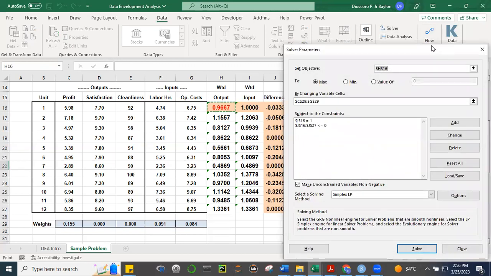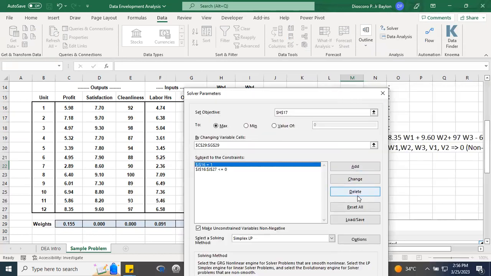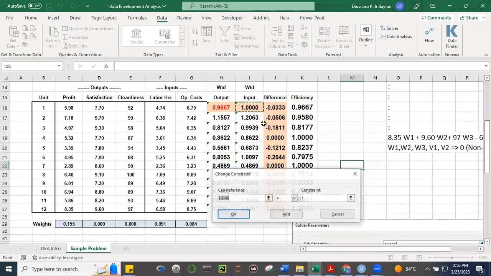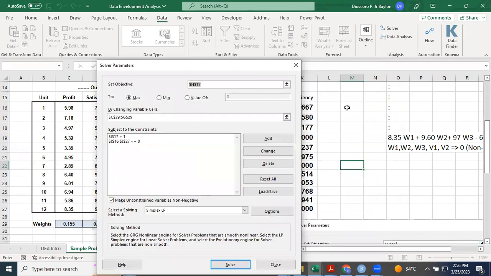So, for unit number 2, our objective function will now be the weighted efficiency of unit number 2. Ito na siya. Maximize pa rin, changing cells pareho pa rin, this one. And then, ang constraint natin should be the weighted input of unit number 2, should be equal to 1. Okay. Tapos, ito, pareho pa rin, no? The difference, all the difference should be less than or equal to 0.